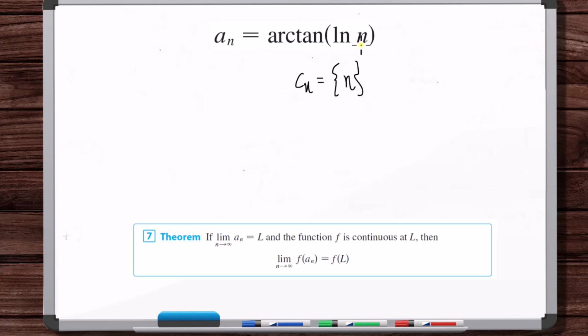Okay, the limit of C sub n is equal to obviously infinity. As n goes to infinity, n goes to infinity. Okay, is the natural log function f continuous at infinity? So what that means is that if it's any positive number, that's the way I would look at that. Yeah, we know it is.